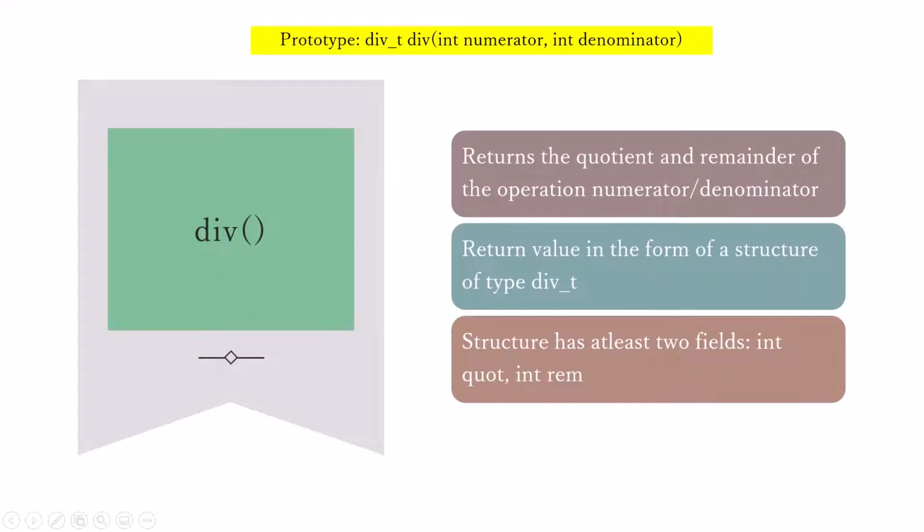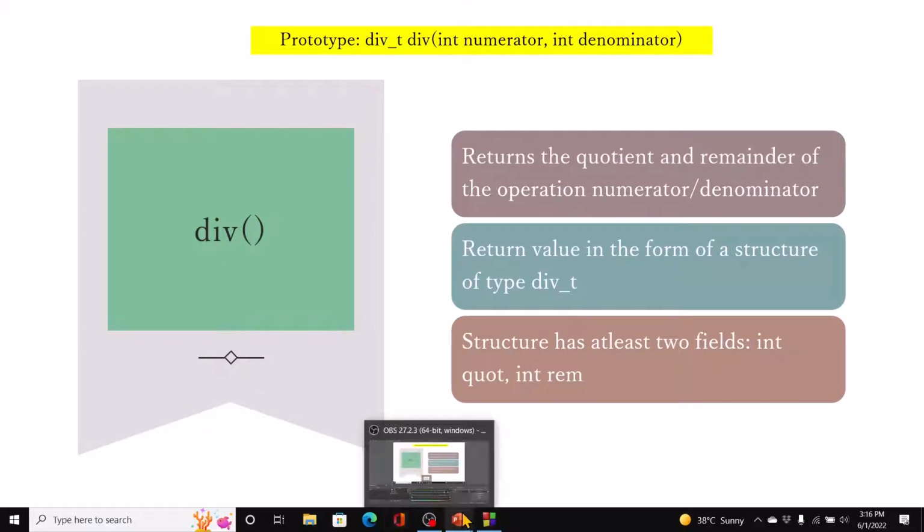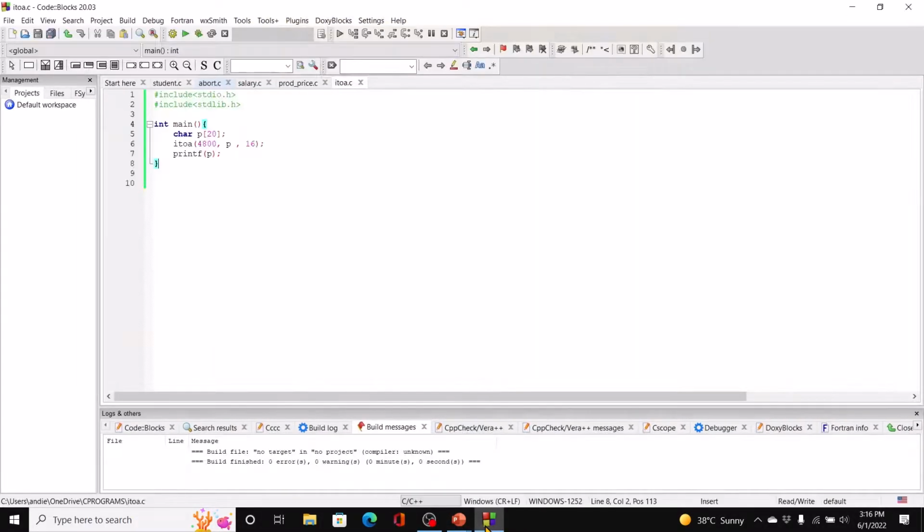Now we're going to see a demonstration of how this div function works. We'll do that in this file itself. Just comment out this code. Here we'll have a div_t type, let's say n, and then we say n equal to div, and pass in some values. So let's say 10, comma 3.